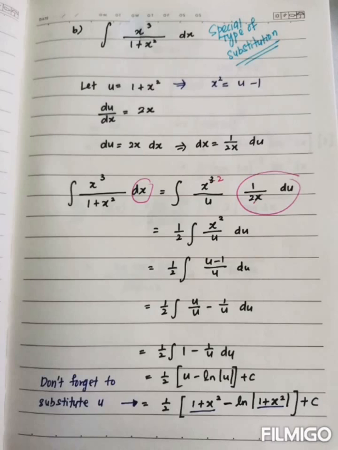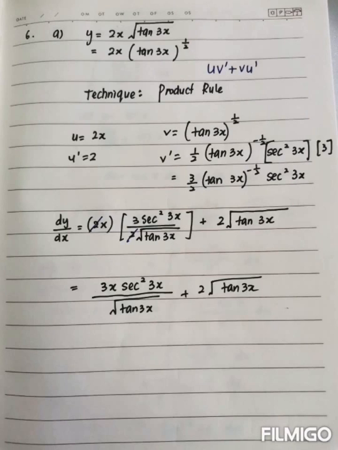And this is a special type of substitution. Okay, at the last part, you don't forget to substitute u. You check the working. If substitution, we need to differentiate. And then usually we will change our dx.